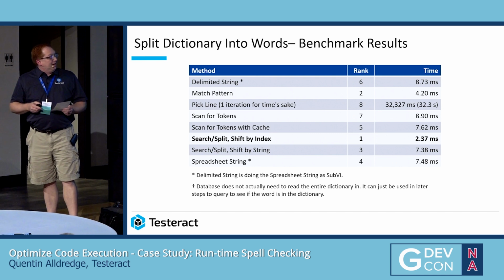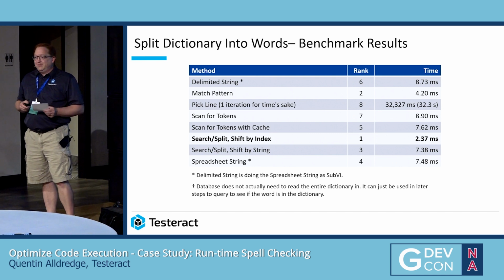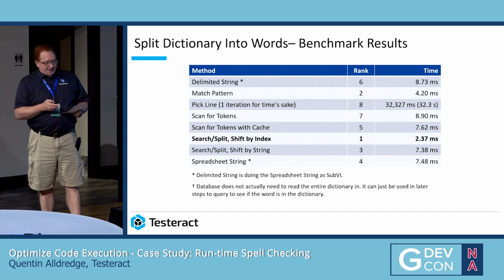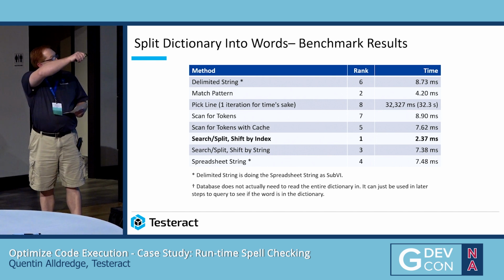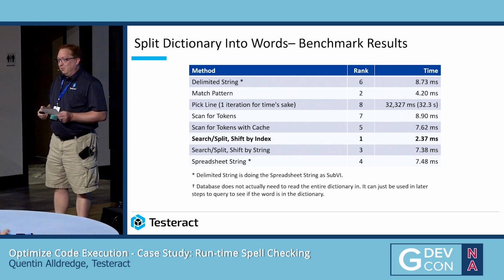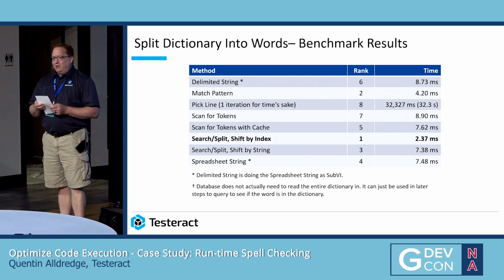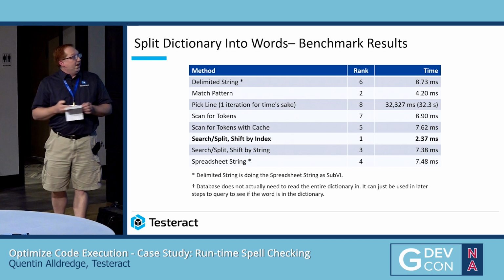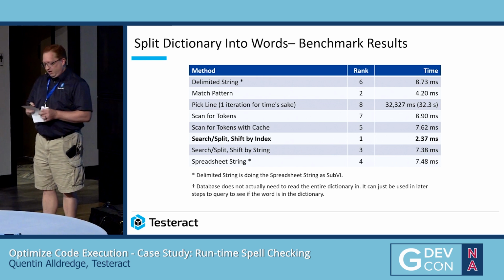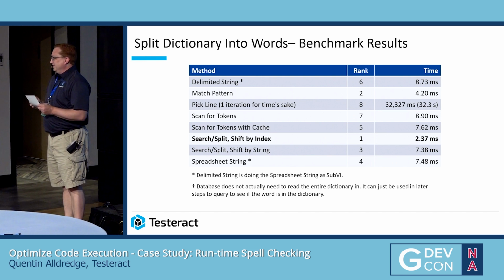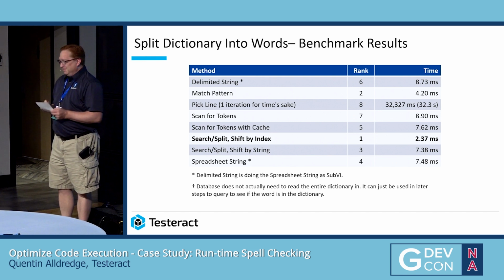So the split and search, but you're shifting by index, was the fastest. And you can see the pick line, do not use that one. The pick line was terrible. I only ran it once because it sat there forever and ever, and I was like, what's going on? And then I ran it just once and found out that it was taking 30 seconds to run. Yeah, that's what I figured. It starts from the beginning every time, is what Greg says.